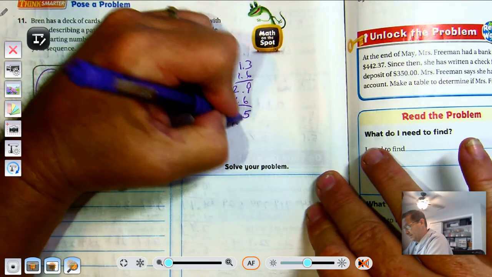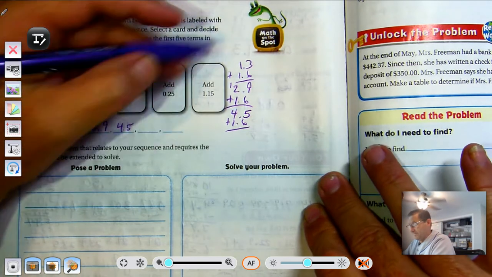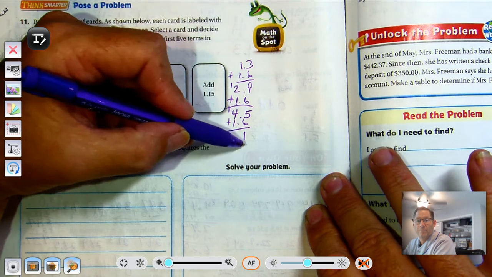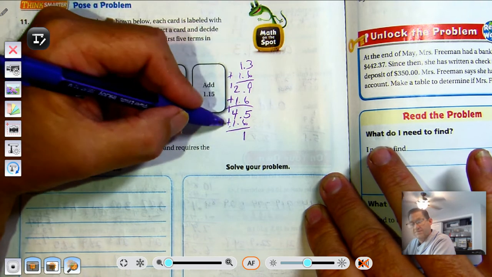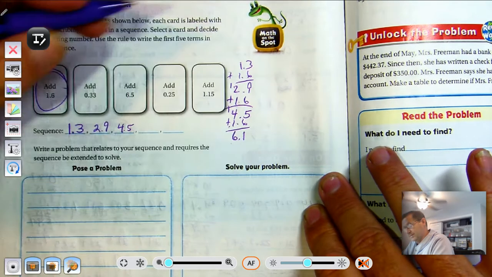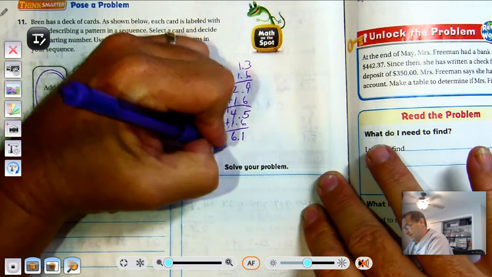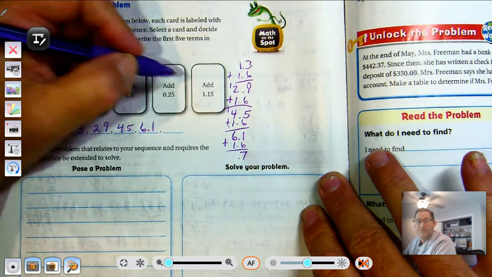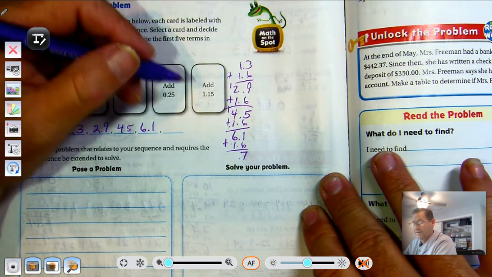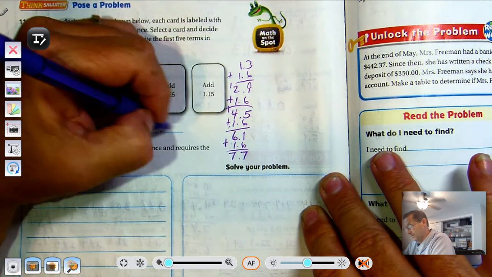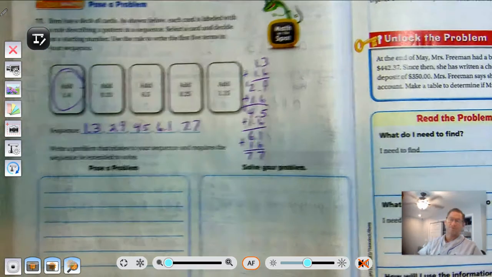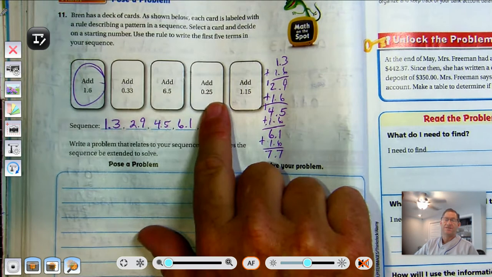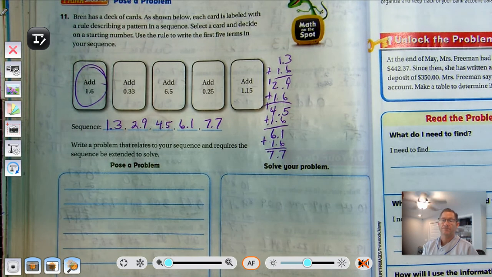Add 1.6 to that. 6 tenths plus 5 tenths is 11 tenths. Regroup as 1 whole and 1 tenth. 4 plus 1 is 5, plus the regrouped 1 is 6. And I have to add 1.6 one more time. So 6 plus 1 is 7 tenths, and 6 ones plus 1 is 7. So again, it could be multiple things. Like here, you could just add a quarter to something.